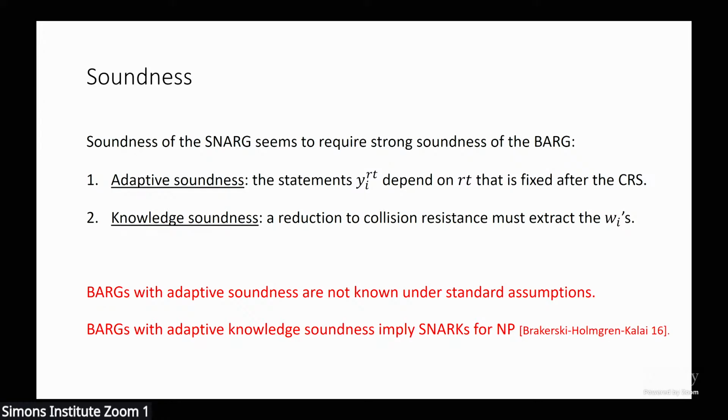What exactly is meant by SNARKs for NP? Like what auxiliary information? I mean, these contention results. What exactly?